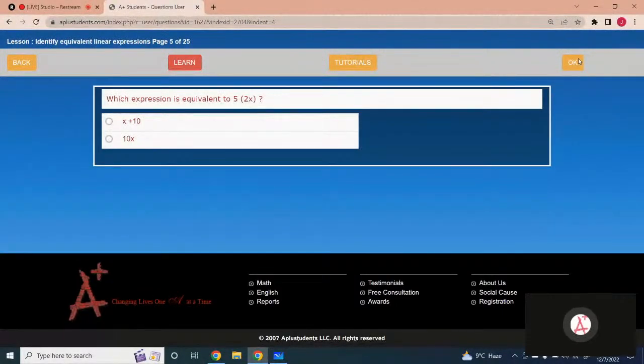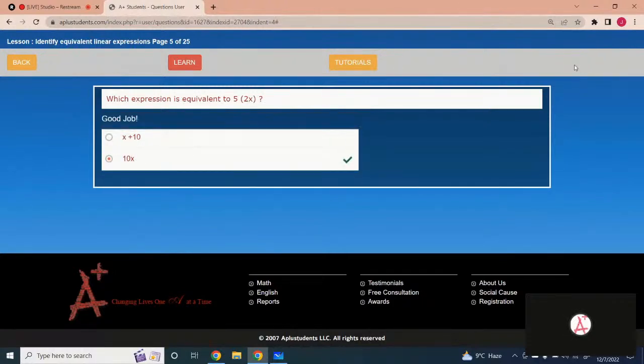Which expression is equivalent to 5 times 2x? So which is the correct option, the first one or the second one? You have to multiply the number 5 that is outside the bracket with the number that is inside the bracket. So 5 times 2 is, very good, that would be 10x. Got it? Just select the correct option, then click on the OK button.